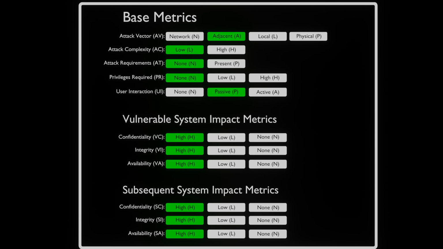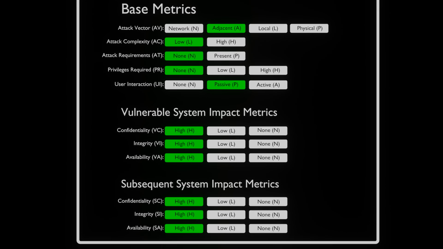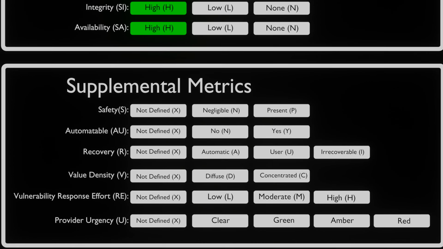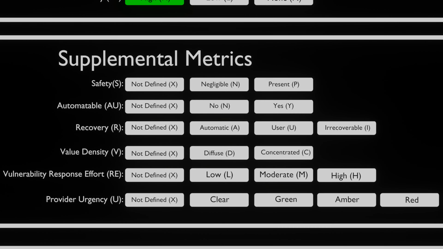This is all you need to fill out to get a base metric. In CVSS 3.1, it was very common to only fill in these items. In 4.0, they really want us to fill in the supplemental metrics. So let's fill these in. The first item is the safety metric.